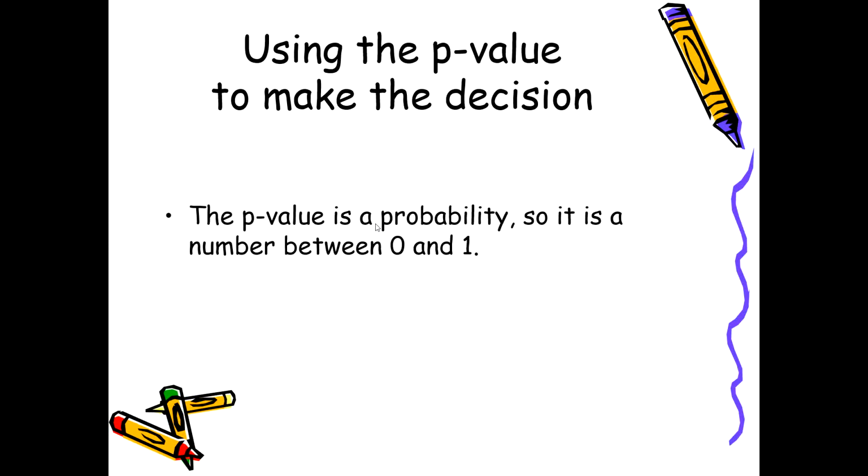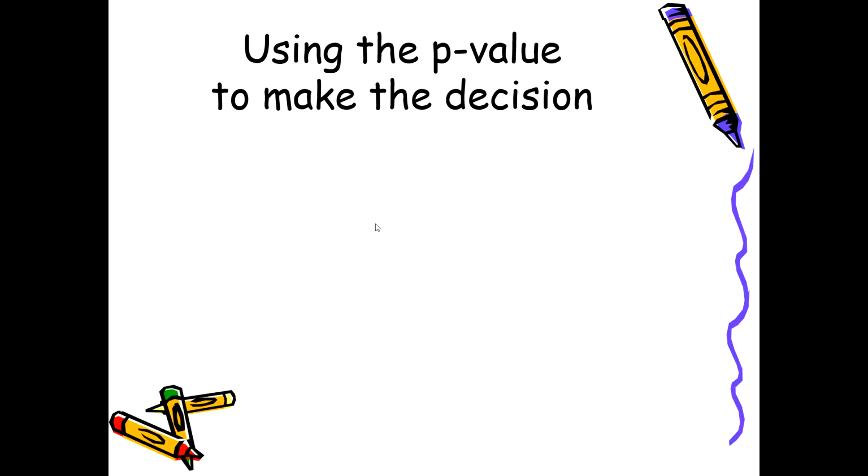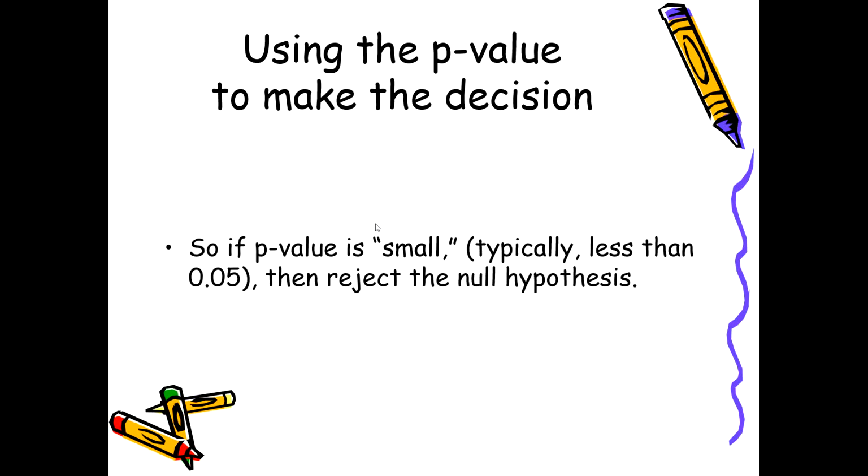So the p-value is also known as probability. It is a number between 0 and 1. 0 means no association and 1 means there is an association. How the p-values are calculated: if the p-value is smaller, less than 0.05, then we will reject the null hypothesis and we will accept the alternate hypothesis.